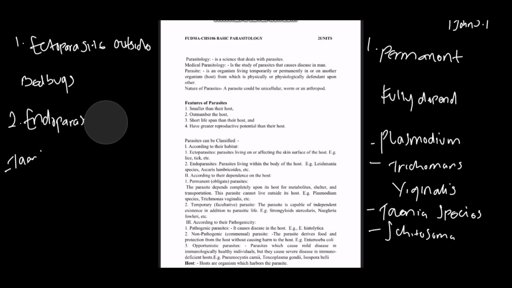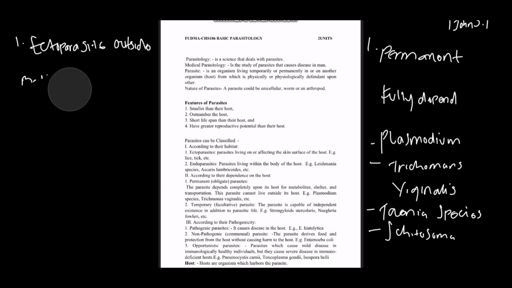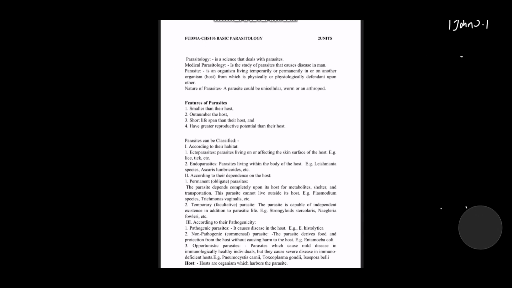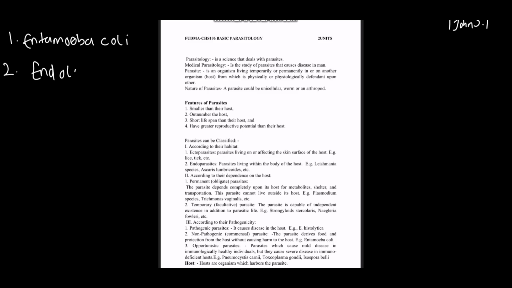We also have the Trichomonas hominis. So we have the Entamoeba coli, the Endolimax nana, and the Trichomonas hominis.